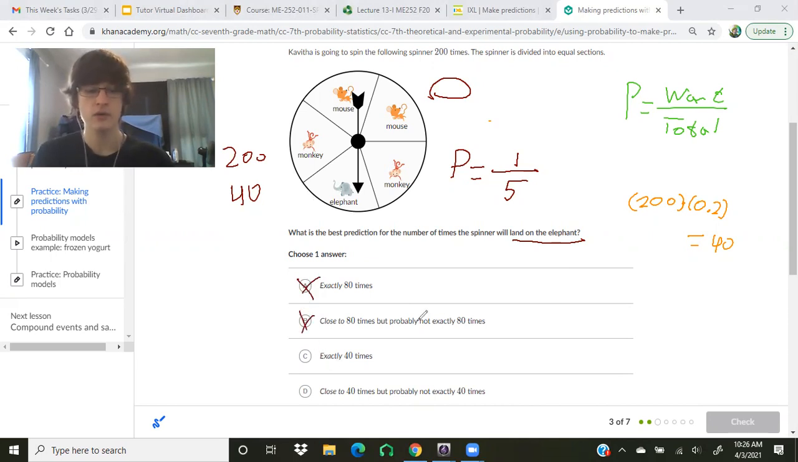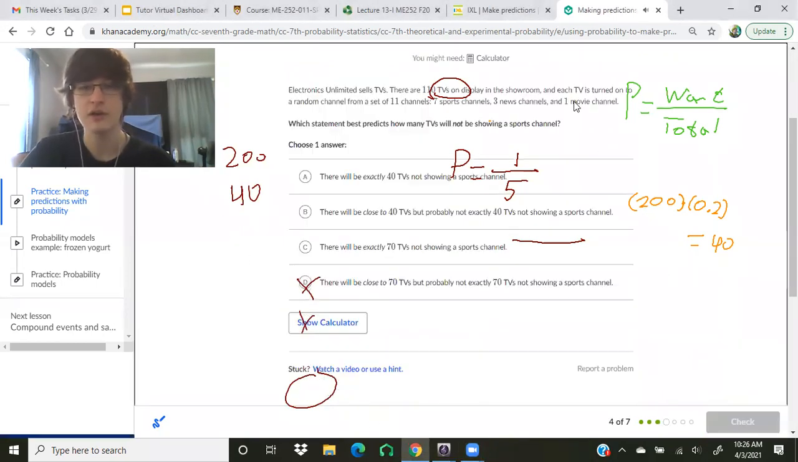Okay, so now we have to use the logic from the first time. Is it going to be exactly 40 times or pretty close to 40 times, but not exactly 40 times? Well, if we use the logic from before, we find out that it is this one. Let's see if we're right. And we are.